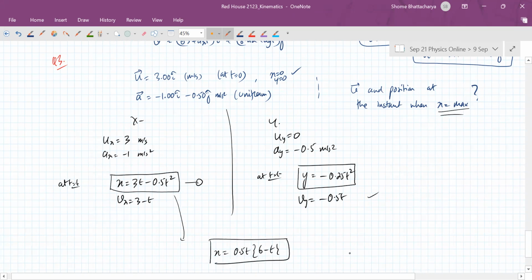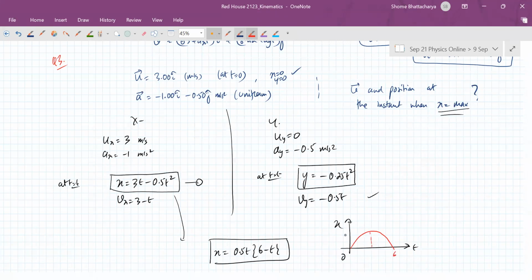This is your x coordinate as a function of time. So it has that quadratic, parabolic kind of situation. The x coordinate becomes 0 again at 6 seconds. In between, you can see at 3 seconds, the x coordinate reaches its maximum value.